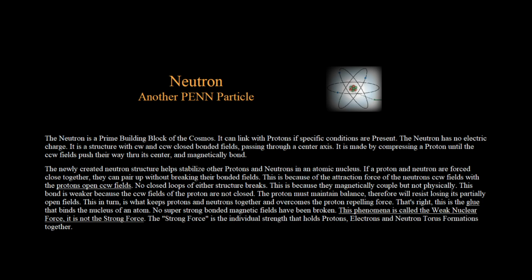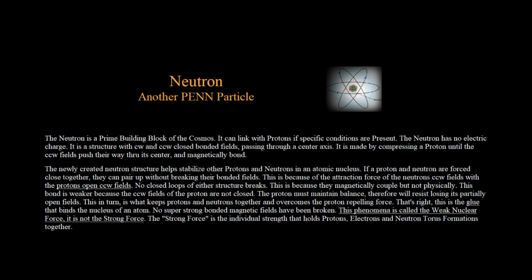If a proton and neutron are forced close together, they can pair up without breaking their bonded fields. This is because of the attraction force of the neutron's CCW fields with the proton's open CCW fields. No closed loops of either structure break. This is because they magnetically couple but not physically. This bond is weaker because the CCW fields of the proton are not closed. The proton must maintain balance, therefore will resist losing its partially open fields. This in turn is what keeps protons and neutrons together and overcomes the proton repelling force.